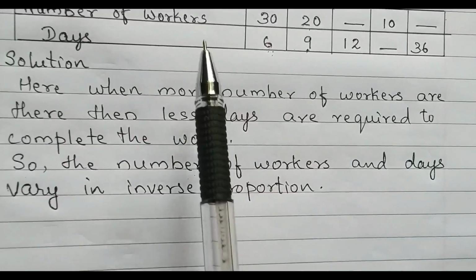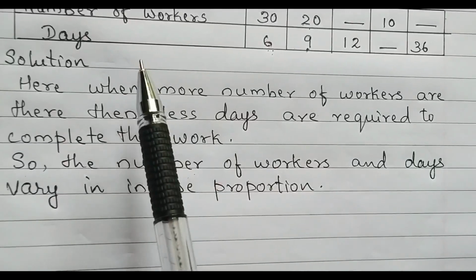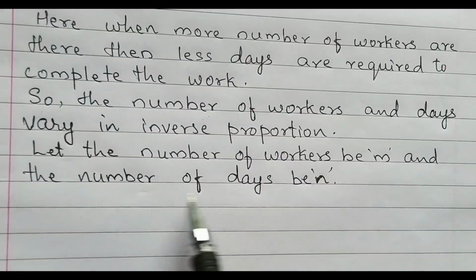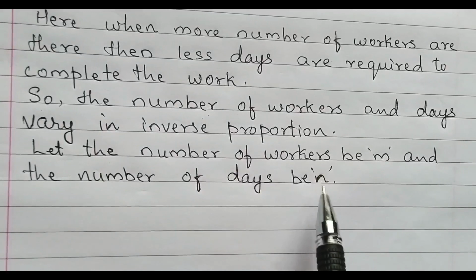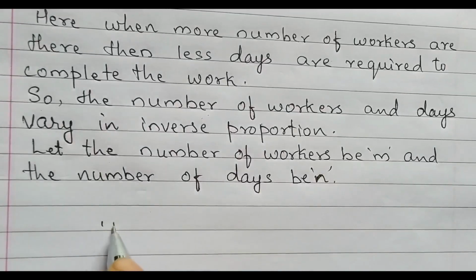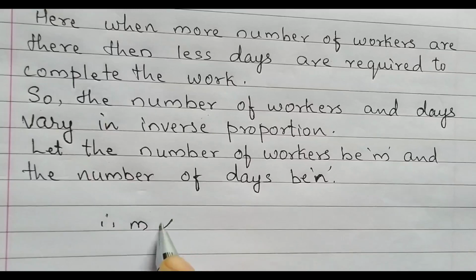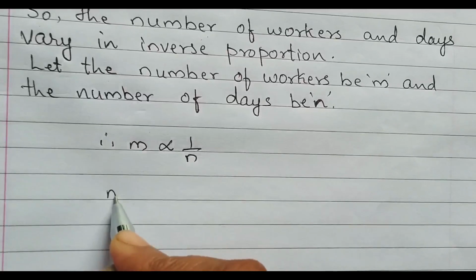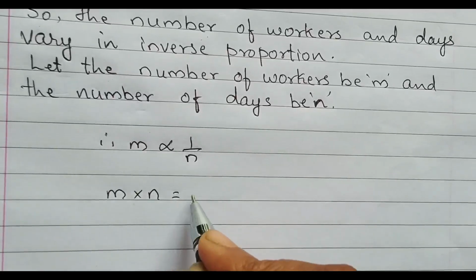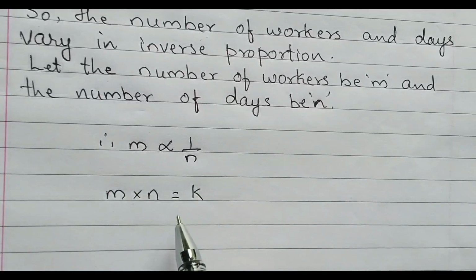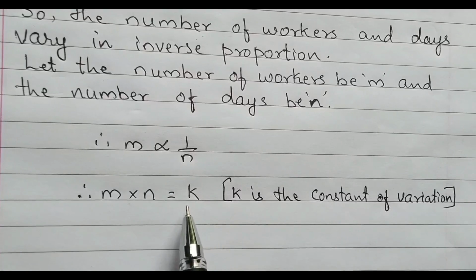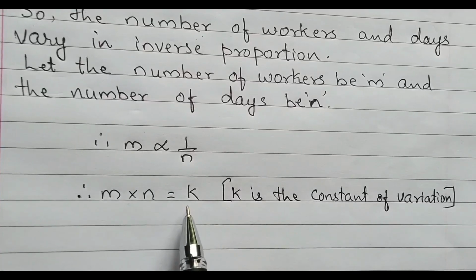Now let's take the number of workers as m and the days required as n and solve the sum. So let the number of workers be m and the number of days be n. So what is the relation that we can write? Therefore m inversely varies as n. So using the constant of variation, we can write m multiplied by n is equal to k, where k is the constant of variation. Now using the first entry, that is m is equal to 30 and n is equal to 6, let us find the value of k.